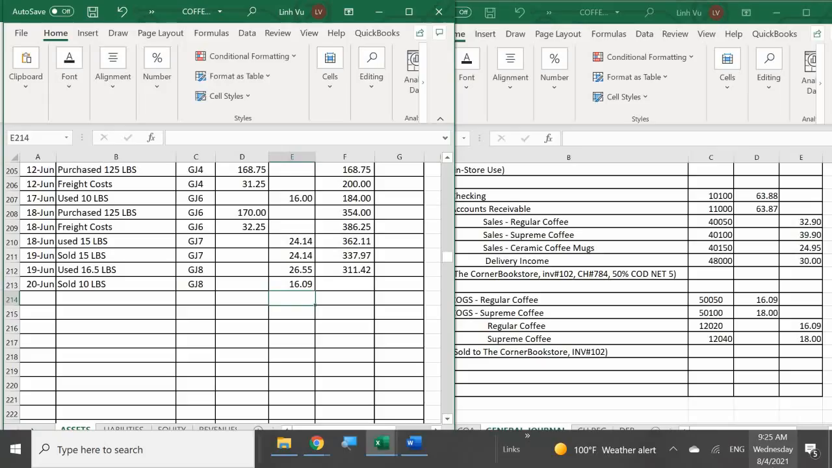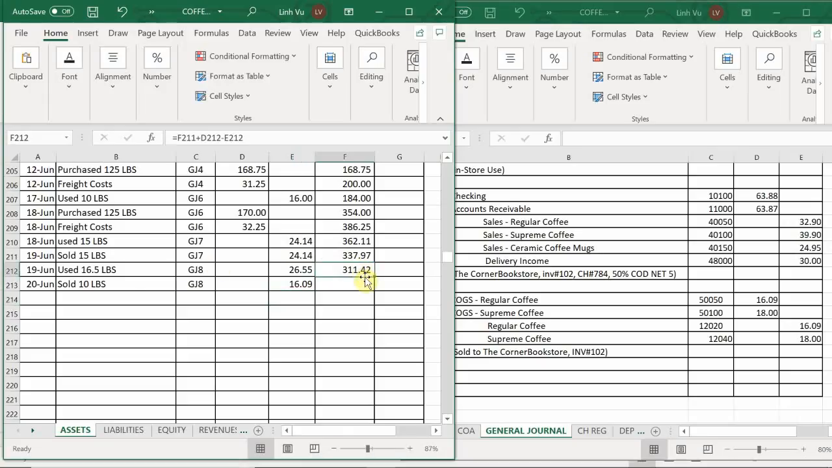All right. So then, how much is my new balance in my regular coffee account? 296.15. All right, so you're off by a couple dollars here. If I started with 311.42 and I subtracted 16.09, 295.33. 295.33. And where did we solve this number before?